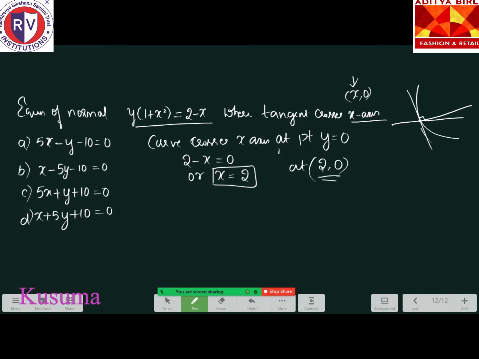Okay. Now let us find out the slope of the tangent. Yake slope of the tangent beku namge illi andre, if we find out the slope of the tangent here, then we know how to find out the slope of the normal. Alva, namge if m2 is the slope of the normal, minus 1 by m1 will give you the slope of the normal, where m1 is the slope of the tangent.